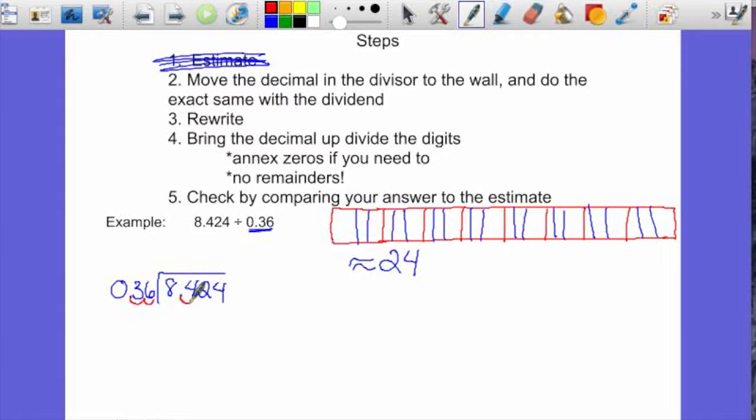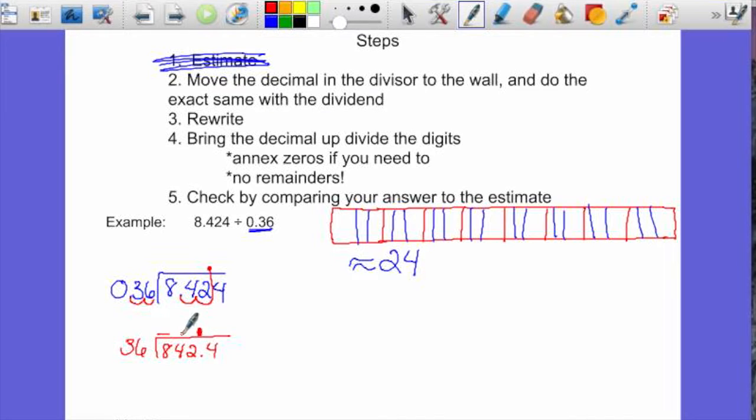Make sure you do the same thing here, and you can even bring this straight up to the line if you'd like right away. And I like to rewrite it because if it's messy, it's harder for us to do math. So now I always add that 0. Now it's just 36, so I don't need the 0 placeholder. So 36 divided by 842.4. Make sure you put your decimal up at the top here.